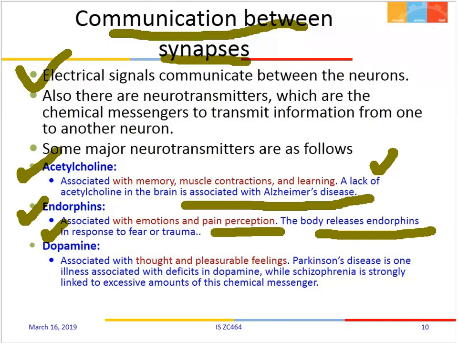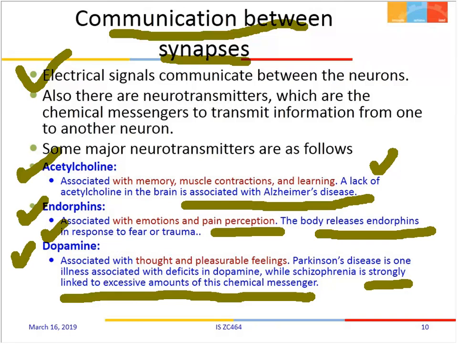And there is another chemical called dopamine. This is associated with thought and pleasurable feelings. Parkinson's disease is one illness associated with deficits of dopamine, while there is another disease called schizophrenia. It is strongly linked to an excessive amount of this chemical messenger. This kind of chemical between the two neurons creates certain diseases. That means the training, the classification and the recognition, etc., are affected by these kinds of chemicals.